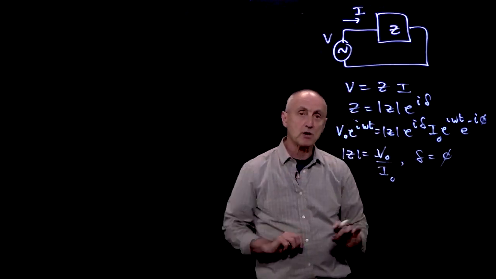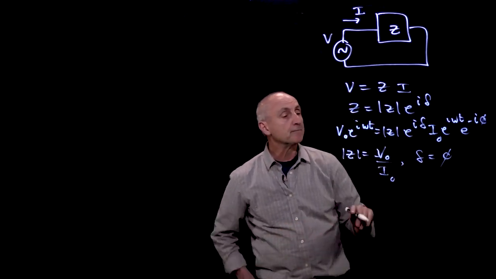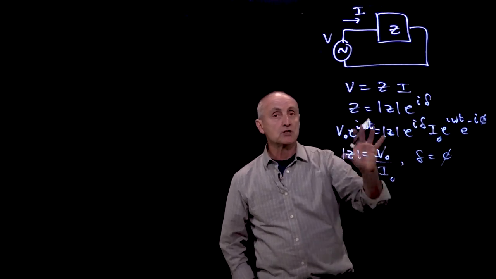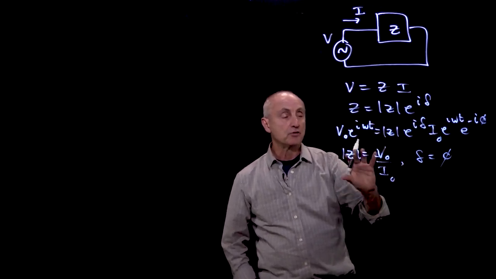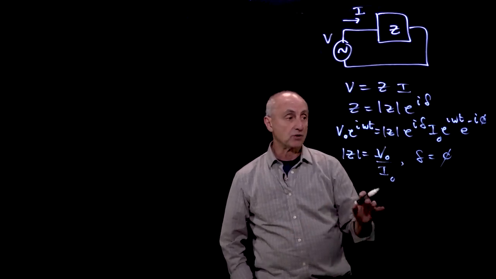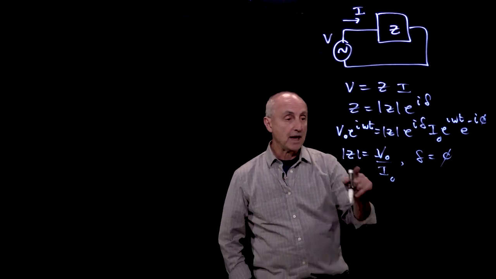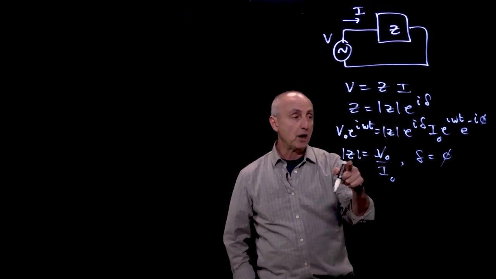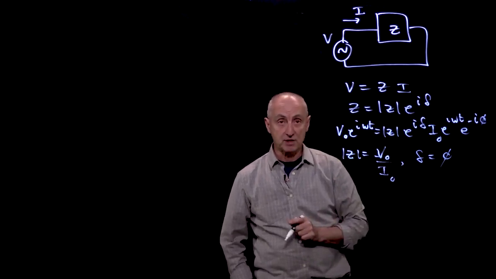Now, we reversed what we did, because now what we want to do is use this to calculate the impedance for a variety of specific examples: a resistor, a capacitor, and an inductor. And we'll be able to write our Z if we can solve for the modulus and the phase.